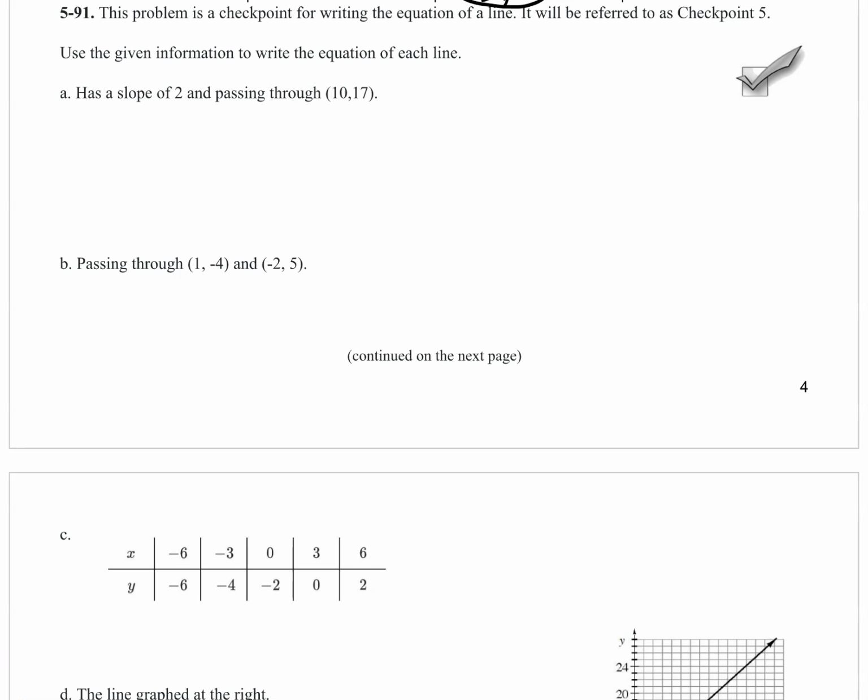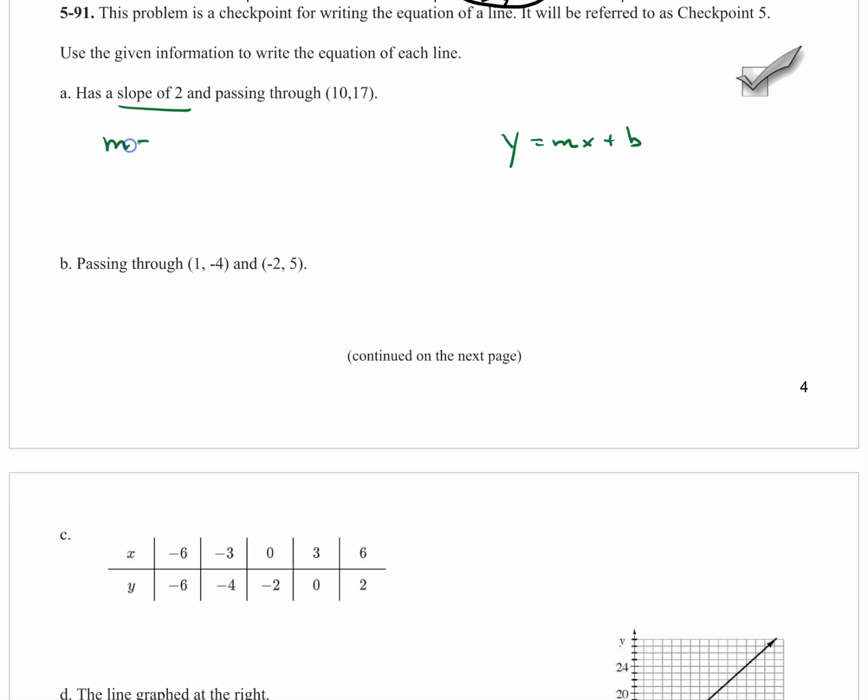Okay, 591. This problem is a checkpoint for writing the equation of a line. Use the given information to write the equation of each line. A slope of 2, passes through this point. So recall that this is the equation of a line.